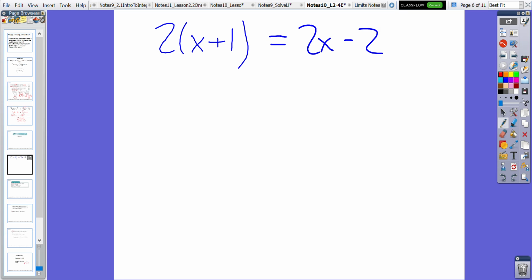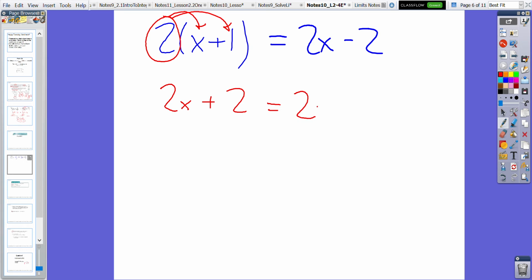On the other hand, let's say we have the equation 2 times (x plus 1) equals 2x minus 2. And just like in the last equation, I want to distribute the 2 to everything inside the parentheses. So 2 times x is 2x, 2 times 1 is 2, and that's equal to 2x minus 2. Now, unlike the last equation, this is not the same on both sides here. We've got 2x plus 2 and 2x minus 2.